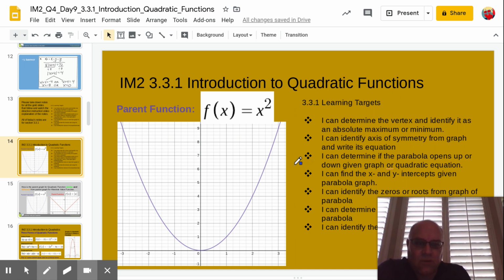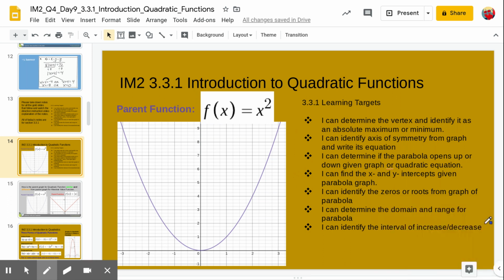I can find the x and y intercepts given a parabola graph. From your IM1 days, we should be able to do that, as well as what we just did in the last module. And then I can identify the zeros or roots from the graph of a parabola. So some new vocabulary terms we're going to learn here. And then I can determine the domain and range for the parabola. Again, from your IM1 days, we'll be talking about domain and range.